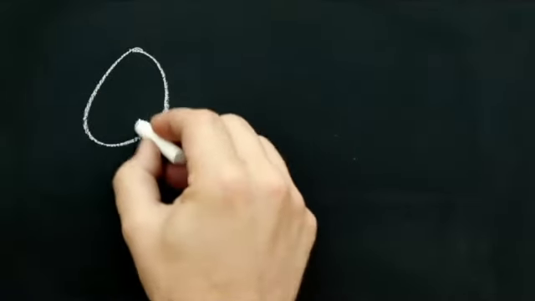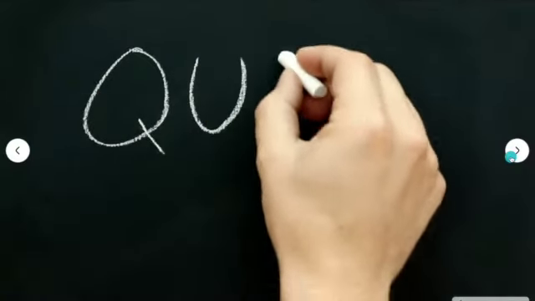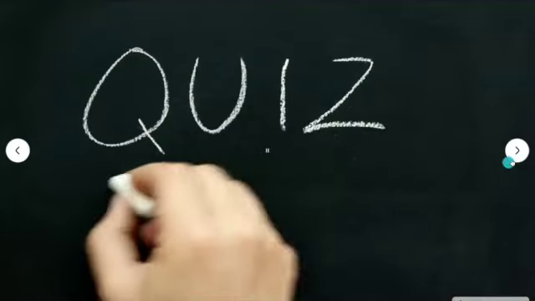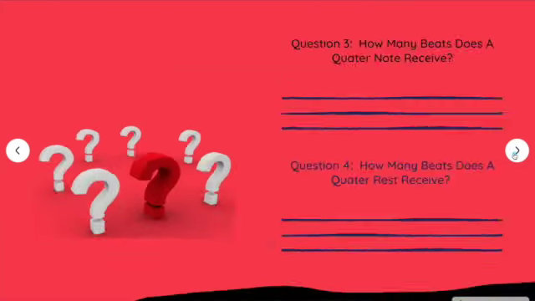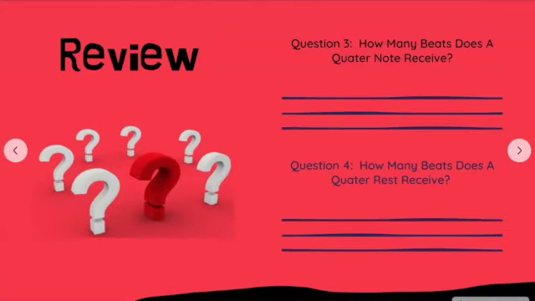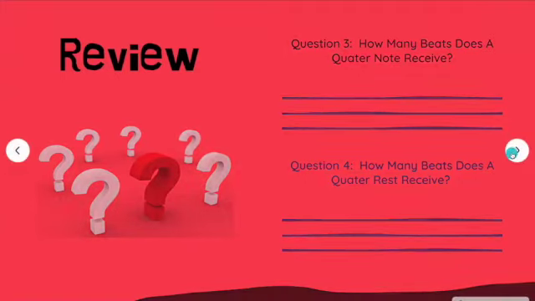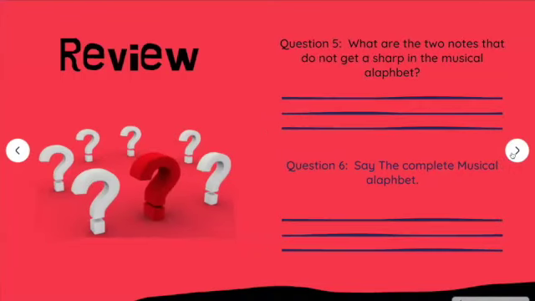All right, we're going to have a quick quiz of what we've done so far. What is rhythm? Rhythm is the constant repeated pattern of sound. What is tempo? The speed of the music. A quarter note receives one beat of noise. A quarter rest receives one beat of silence. The two notes that do not get a sharp in the musical alphabet are E and F.